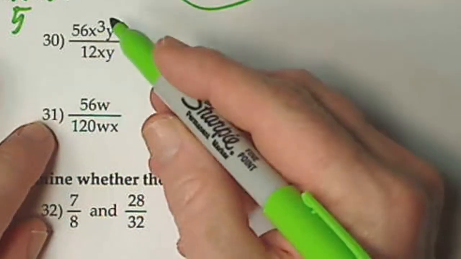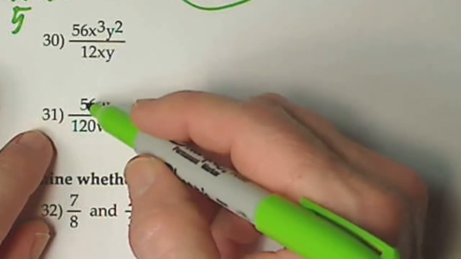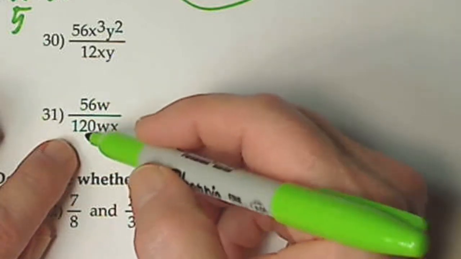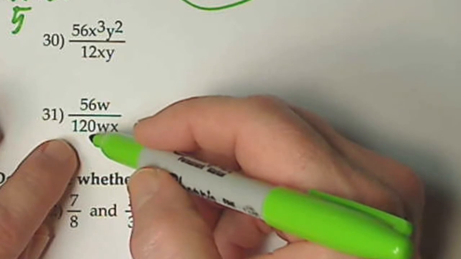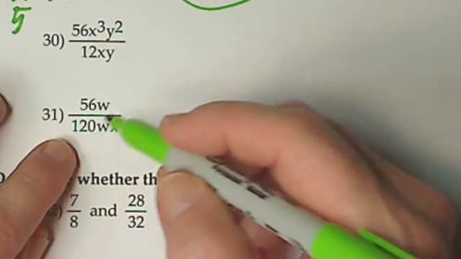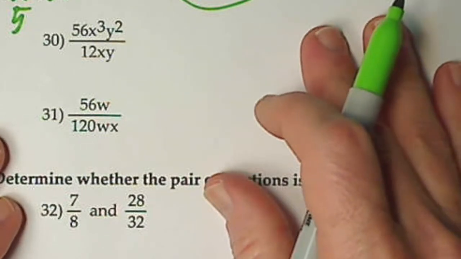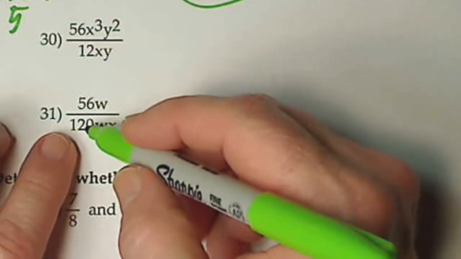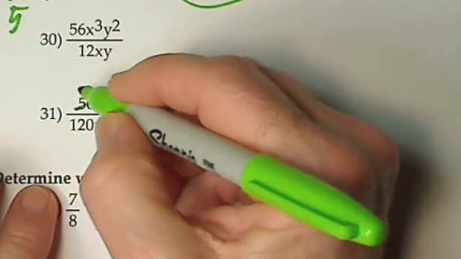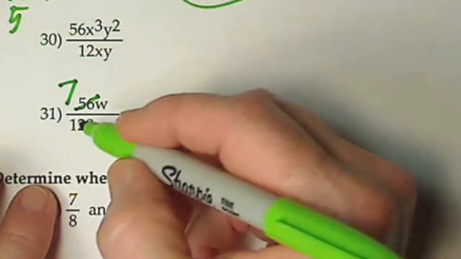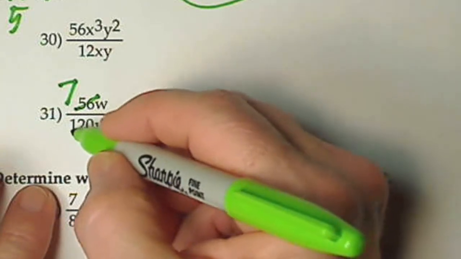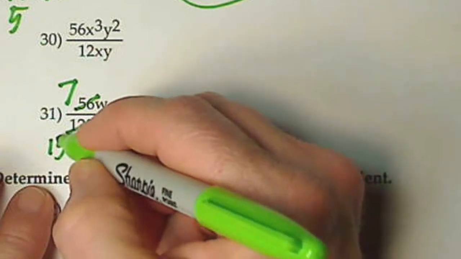Well, now that they got me thinking about 8s, I'm going to work a little faster here. 8 goes into 56, and 8 goes into 120. I know that because 10 times 8 is 80. And I need 40 more to get to 120. And 5 times 8 is 40. Okay, so 8 goes into 56 7 times. 8 goes into 120 15 times.